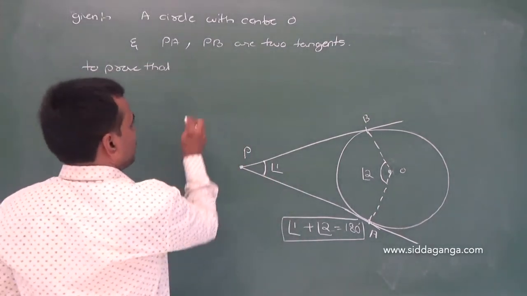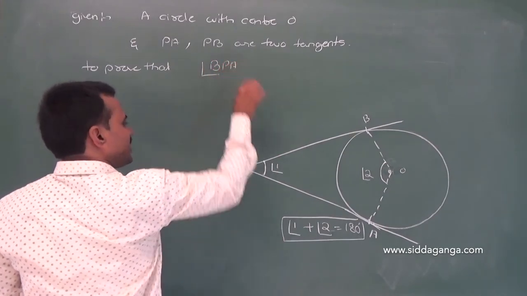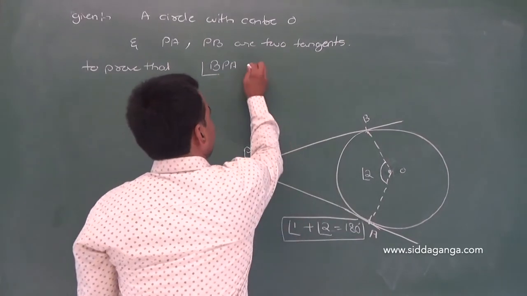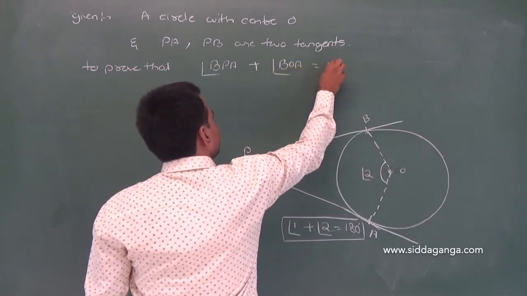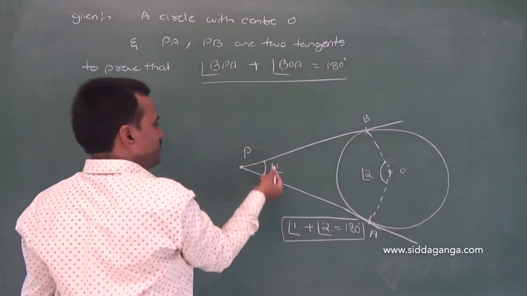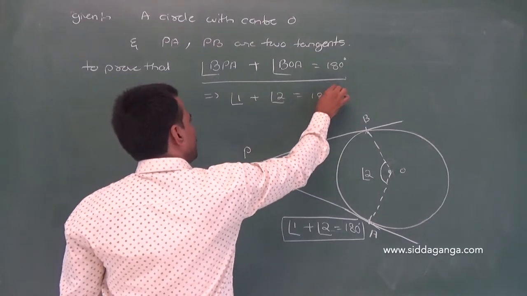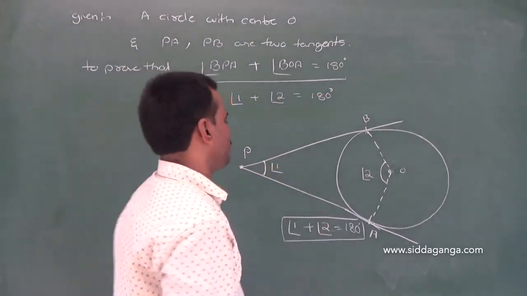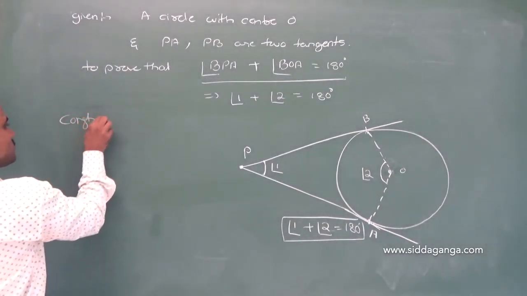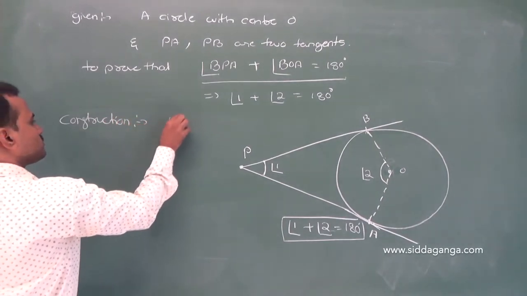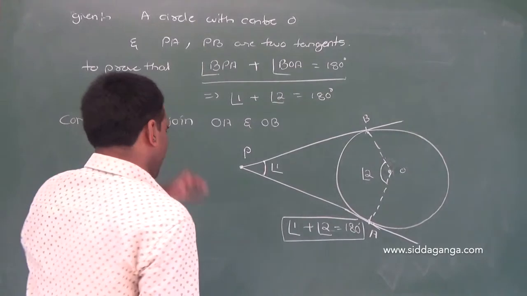To prove that, what? Angle BPA plus angle BOA is equal to 180 degrees. That means, in the figure I have written 1 and 2, that implies angle 1 plus angle 2 is equal to how much? 180 degrees. One construction is needed: we join OA and OB. Okay, proof.